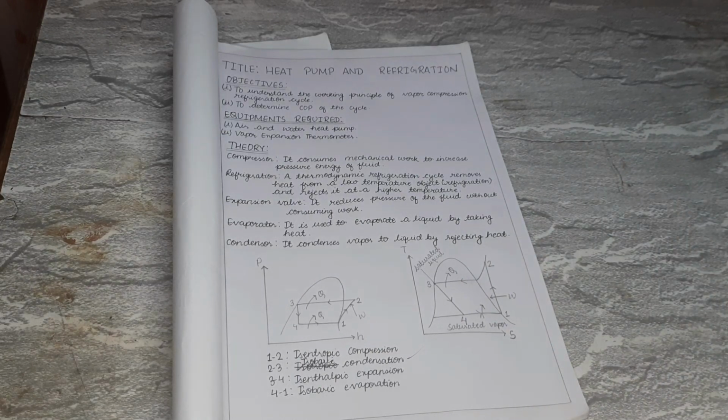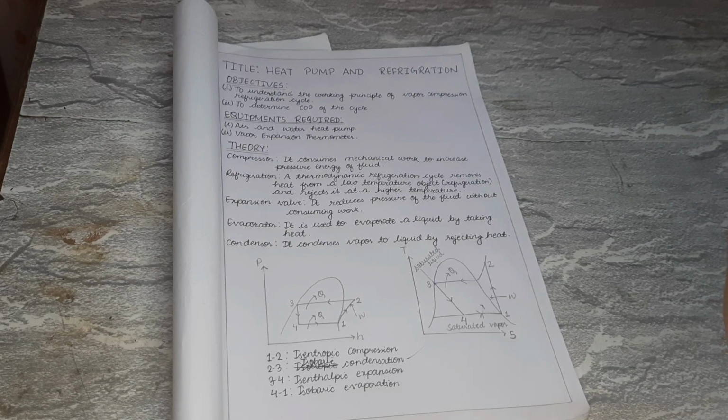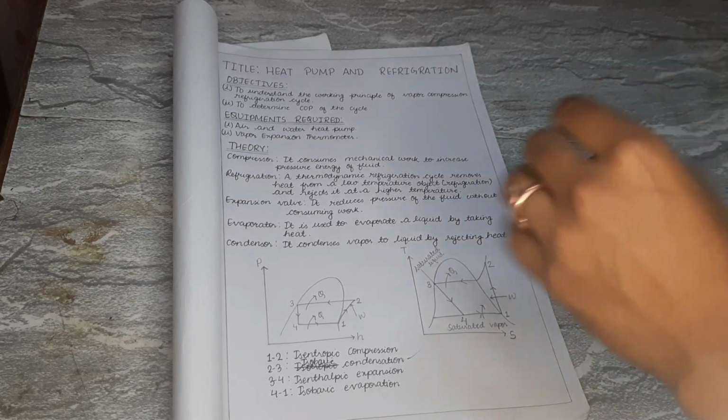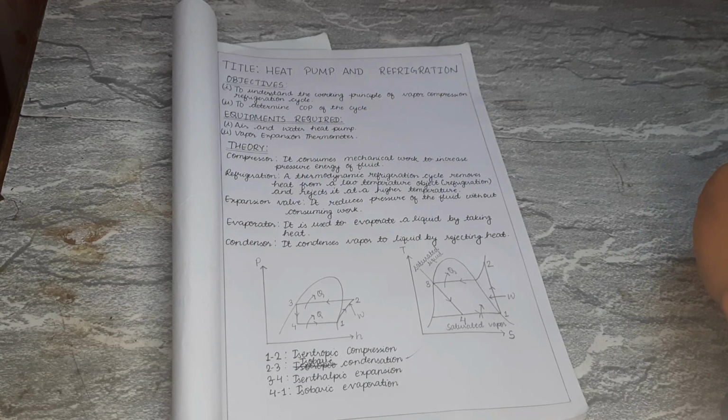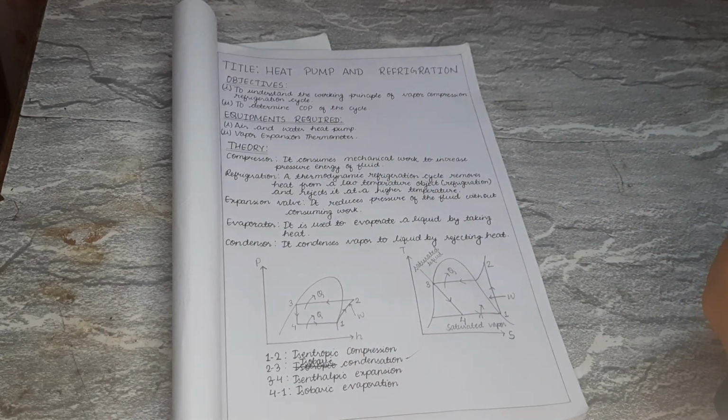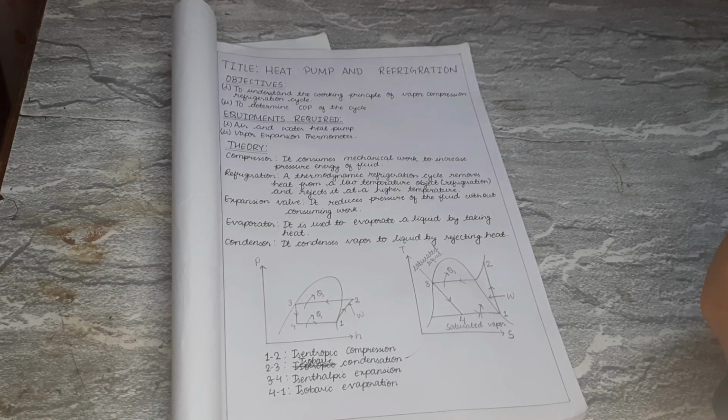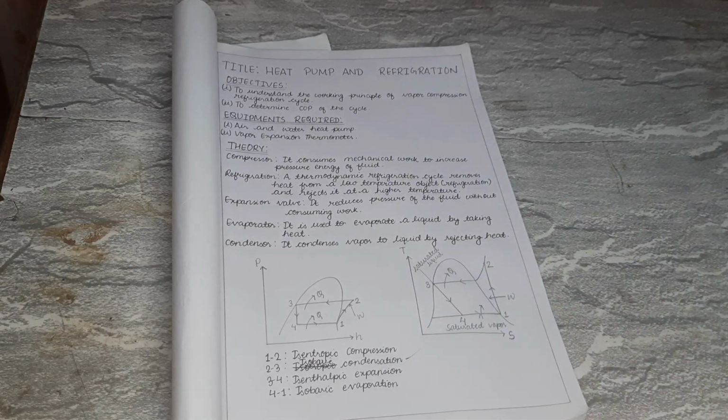The apparatus, or the equipment, we need are an air and water heat pump, a vapor expansion thermometer. So the theories are: compressor. A compressor is simply a device that consumes mechanical work, which increases the pressure of the fluid. Moving on to the next, we have refrigeration. Refrigeration is a thermodynamic cycle which removes heat from a lower temperature, that is the object being refrigerated, and rejects it at a higher temperature. The expansion valve reduces the pressure of the fluid without consuming work.